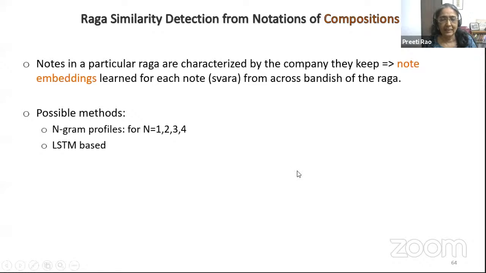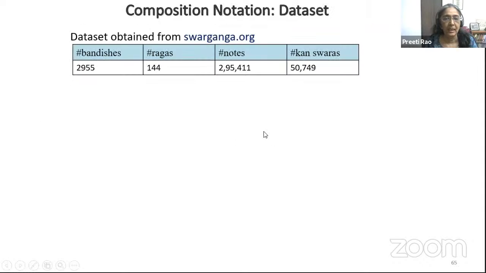Okay, as I talked about, notation from compositions, we actually don't do that very much in Hindustani music, but we had some interesting work on that, where we had a data set of bandishes, and a bandish is a composition which embodies all the properties of a raga, and bandish notations are available, and we use that to see what an analysis of that notation could tell us.